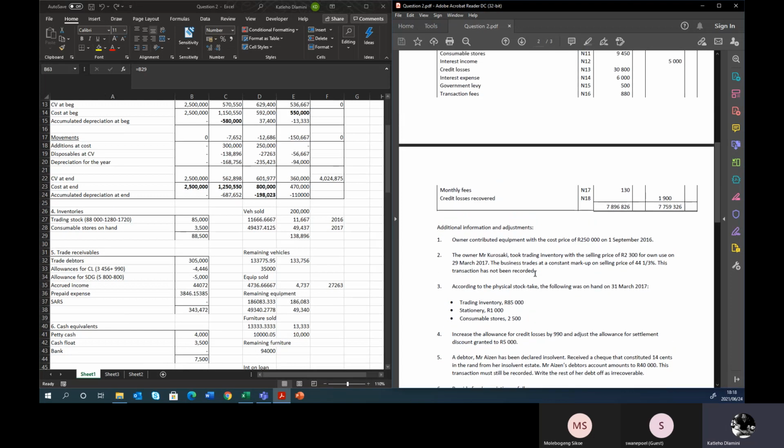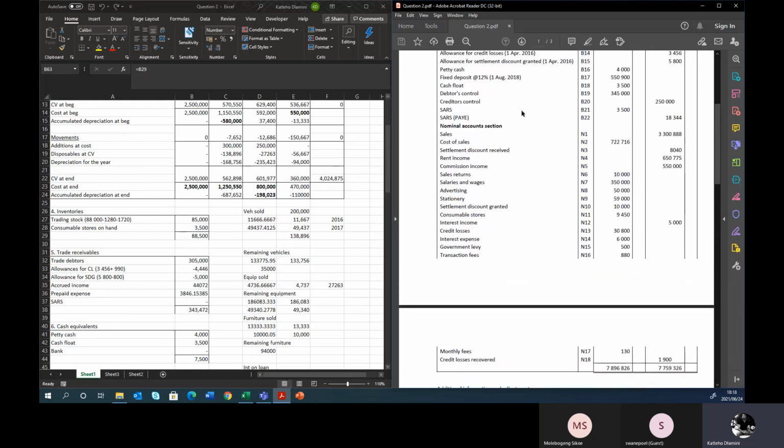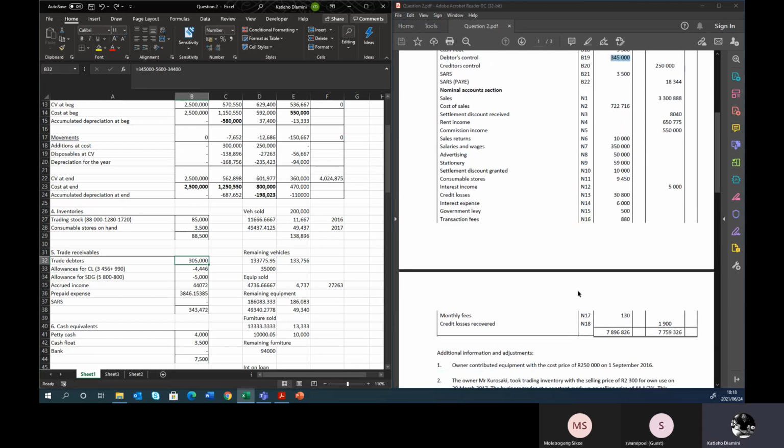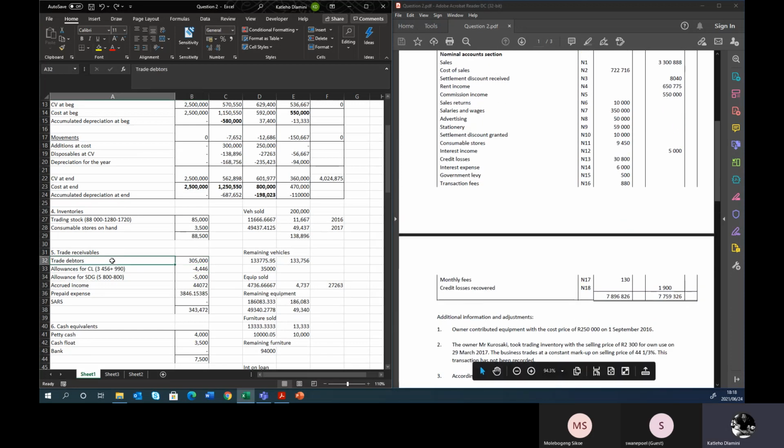If I go back to my trial balance and I find my debtors control, it is sitting there at 345,000 Rand. So that's the first thing I'm going to do. Up here, I have 3,445 Rand. So they said I must adjust, and what you would do is put that amount here in brackets. You wouldn't necessarily put it here immediately because there are still some things that you need to add or subtract, or whatever the case may be.